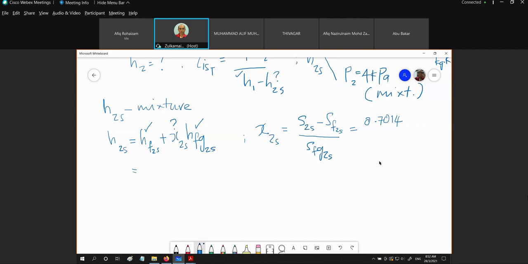Okay, anyone? 1827.4. Okay. As far as the H2S is concerned, usually I will determine the value up to 1 or 2 decimal points, because this is in kilojoule over kilogram. So give me one more number. 4.1. Okay. Thank you.